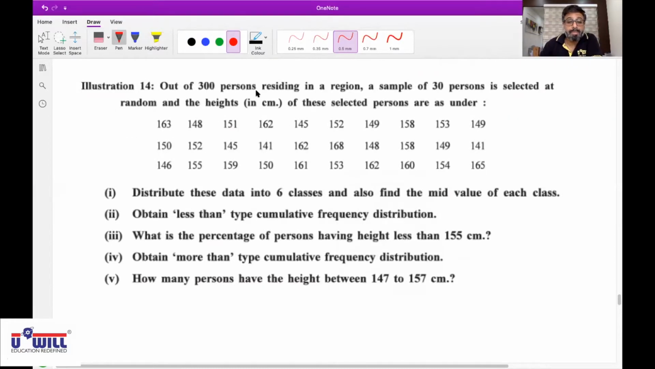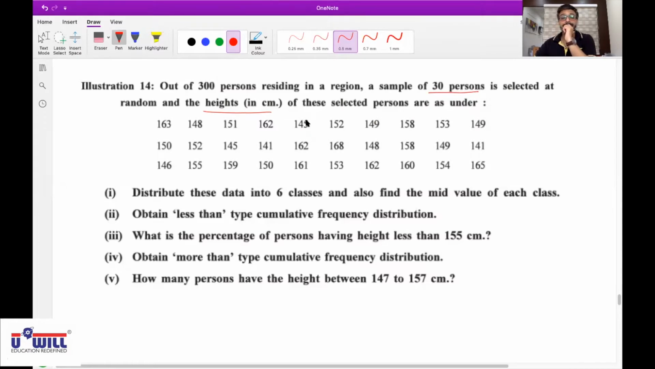Out of 300 persons residing in a region, a sample of 30 persons is selected at random and heights in centimeters of these selected persons are as under. So, very first of all, Aditi, unmute yourself. What is the variable and frequency in this?